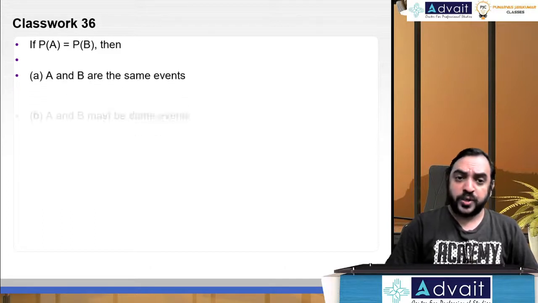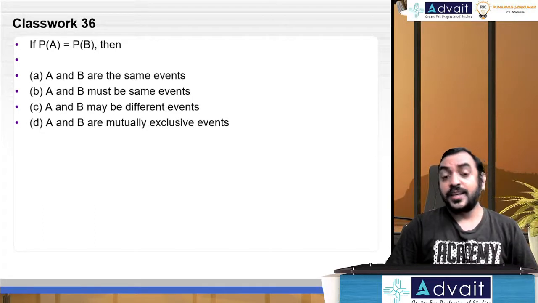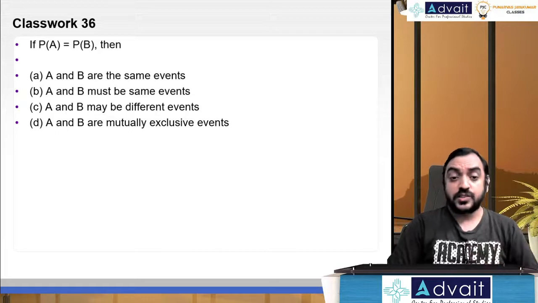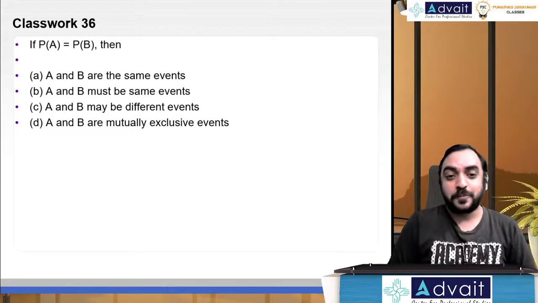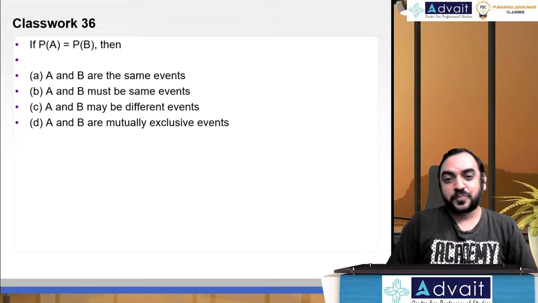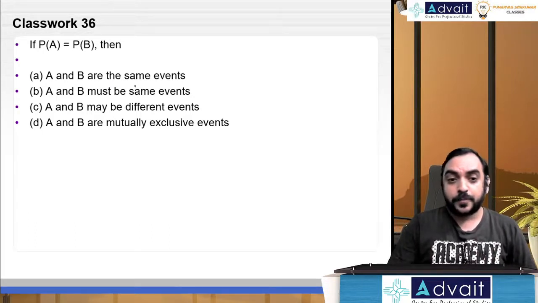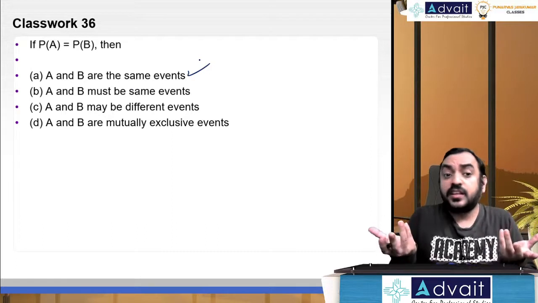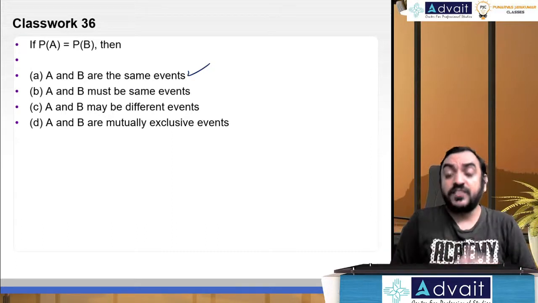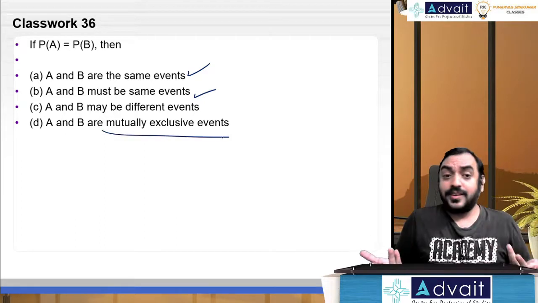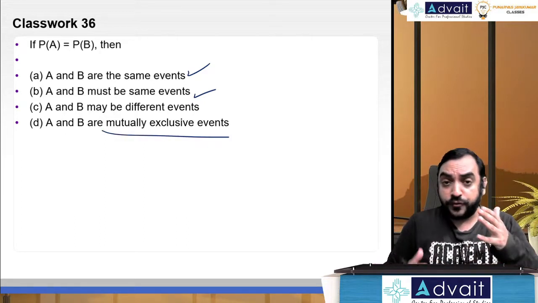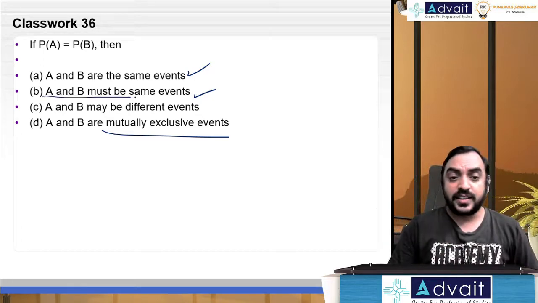Probability of A equal to probability of B, then A and B are same events, must be same events, may be different events, are mutually exclusive events. Okay, this is a very tricky question. You have to be odd man out in this case. Can option B be correct? Are same events? Not necessarily. Probability is equal, but they may be different events, like the probability of head and the probability of tail. Must be same events? Definitely not. Mutually exclusive? Not necessary. So by taking the three options out, our answer is option C.